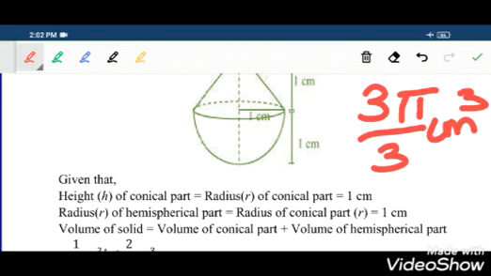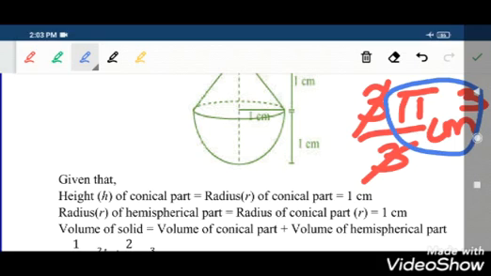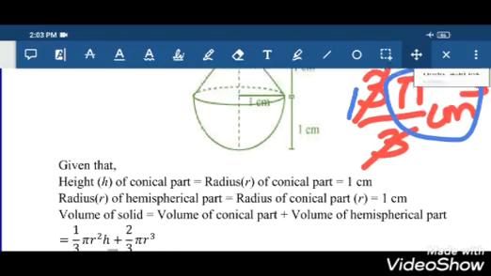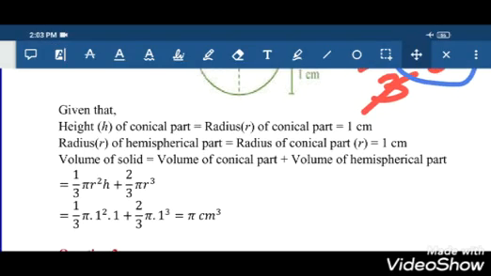Now the 3 is cancelled. So the value is pi centimeter cube. Next we move on to question number 2.